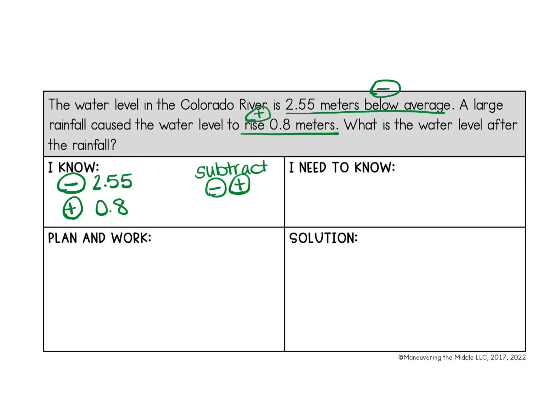So let's talk about what we need to know. We need to know what is the water level after the rainfall. So we're looking for the current water level. Well, in order to get that, we need to combine those numbers, and we combine them by subtracting. So I'm going to put my bigger number on top, 2.55, and I'm going to subtract 0.8, making sure I line my place values up.